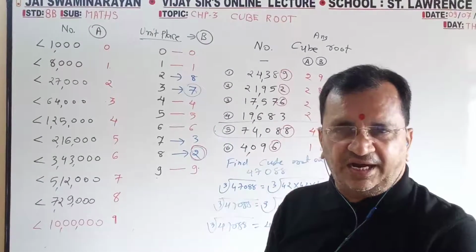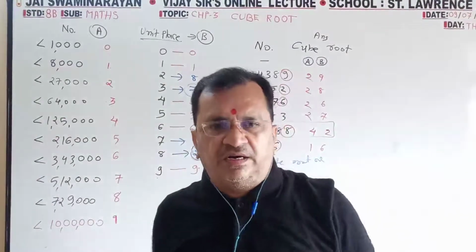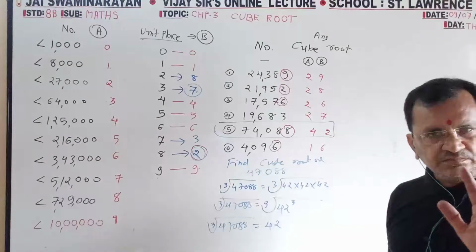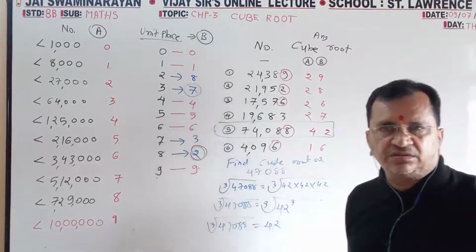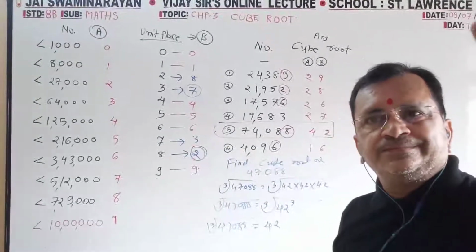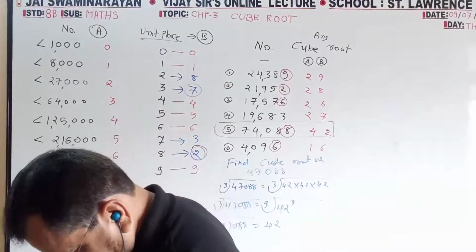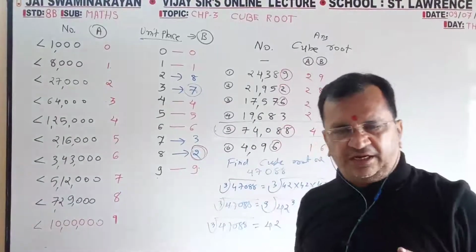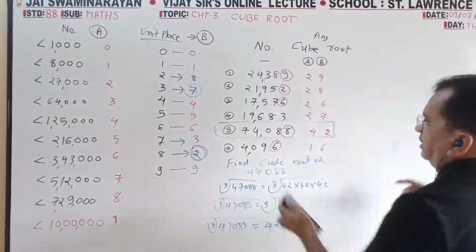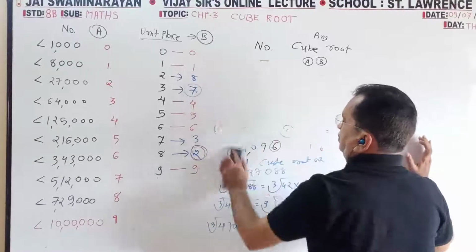Screen is clear, beta. Wait. Okay, now you just copy this or take the screenshot. Now I am giving you 10 numbers. You find out and tell me the answer in class only, because now for that there is no need of this calculator. You need my method now.